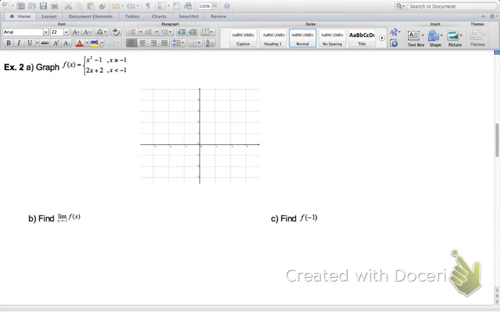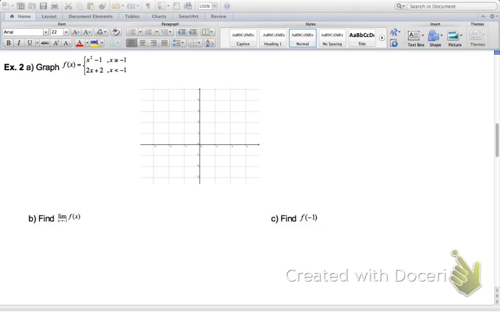We will now continue looking at example 2. Graph f(x), where when x is greater than or equal to -1, f(x) is equal to x squared minus 1. And when x is less than -1, f(x) is equal to 2x plus 2. So we're now going to go ahead and graph this.